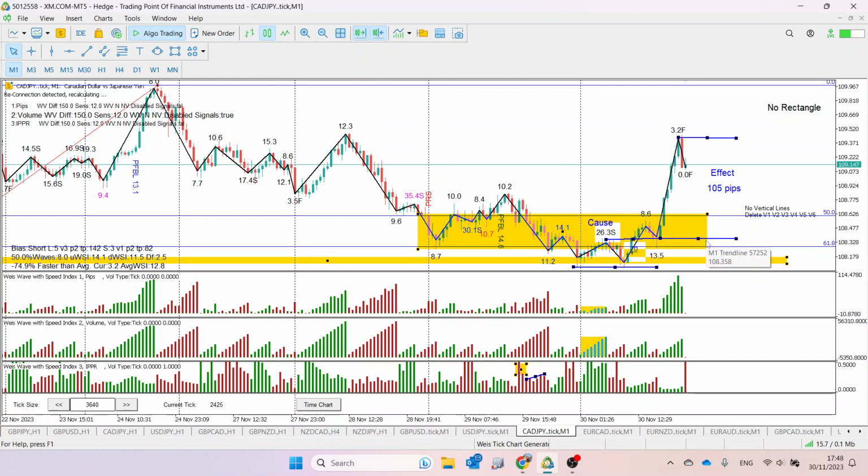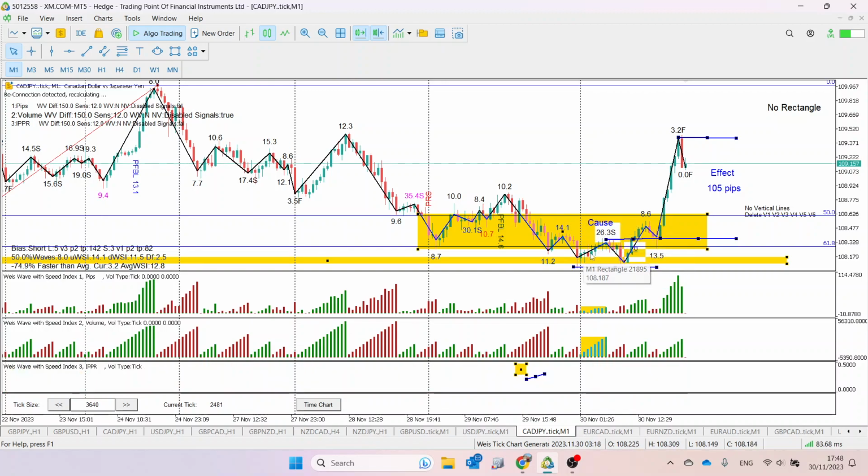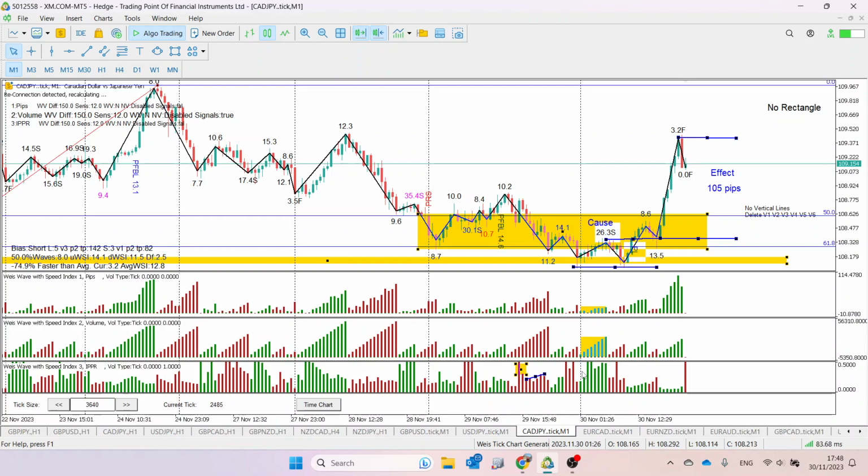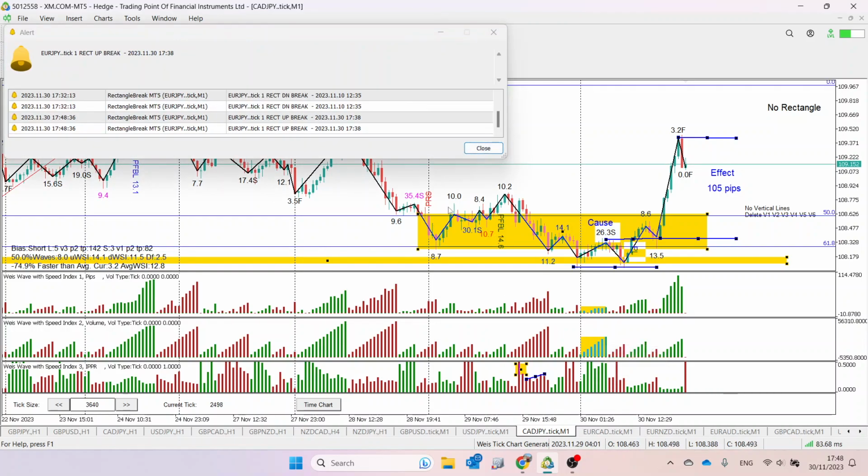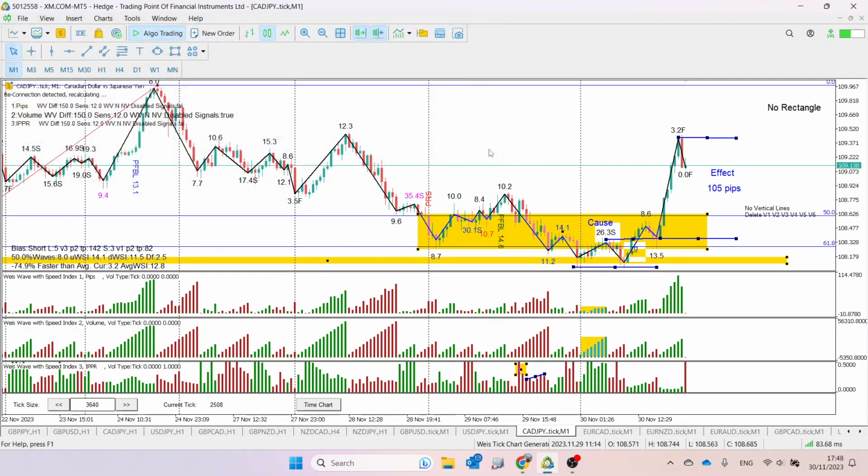Simple as that. What else can I tell you here? The next thing I can tell you is that the more volume we got here, the more cause we have, which means the more bars and the more volume. The more volume you got, the more the effect.